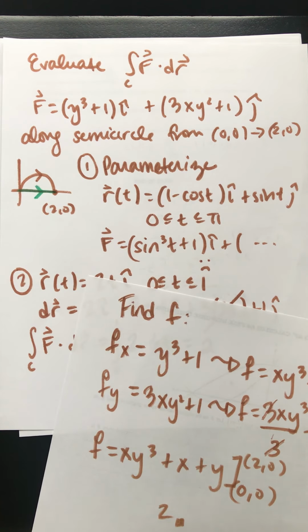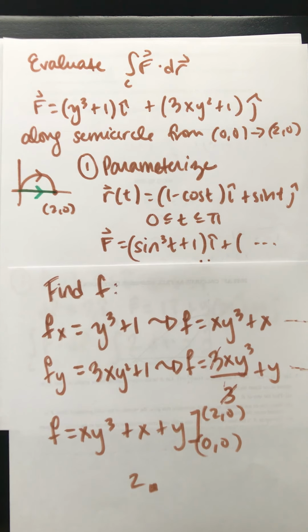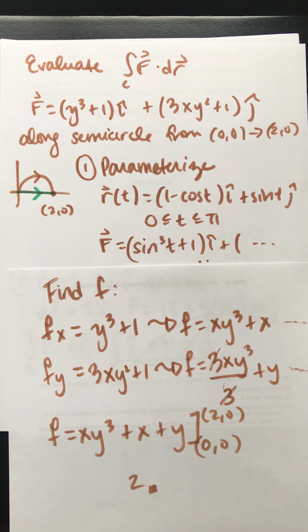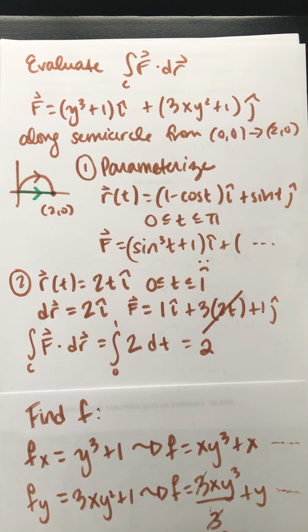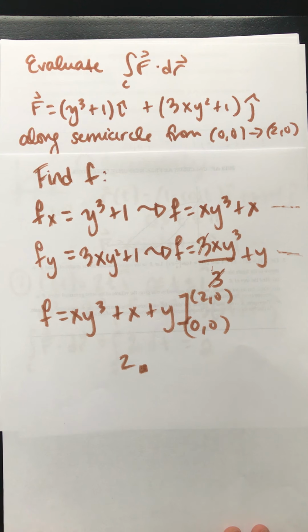Is that the same answer that I got before? Absolutely. So definitely my parameterization along the semicircle was not the way to go. Parameterizing along the x-axis was much easier. And then I would say even easier is coming up with a potential function and using the fundamental theorem of line integrals. So this finishes up this section in your book.